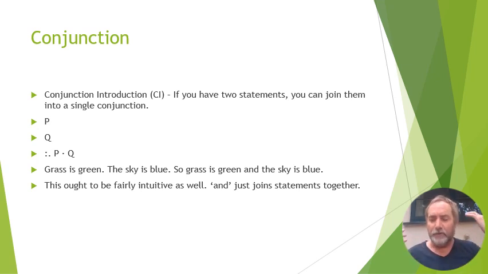And again, that just follows from the nature of the meaning of the word and. So if I have grass is green on one line, I have the sky is blue on another line, then of course grass is green and the sky is blue goes together. You know that Nate is a professor. Later on, you learn that Nate is a father. You can certainly conclude Nate is a professor and a father. Okay, so this ought to be fairly intuitive as well. That's what and means.